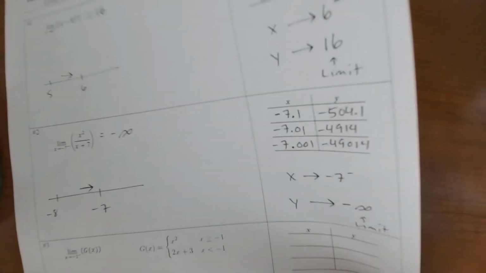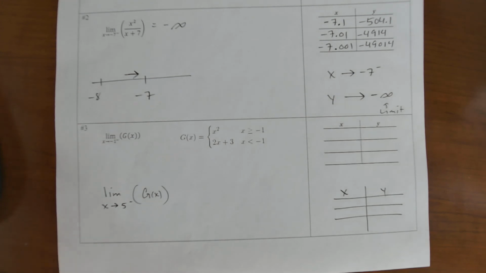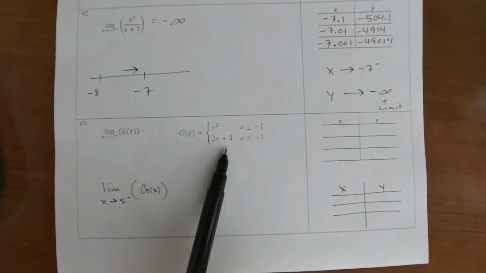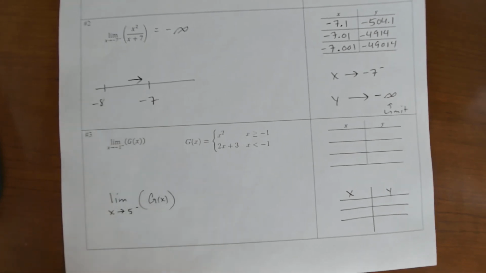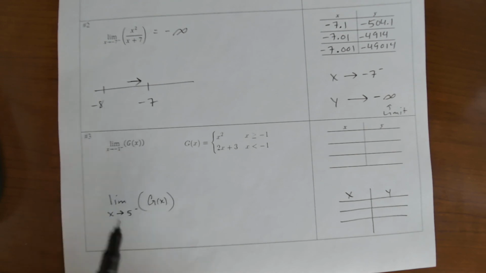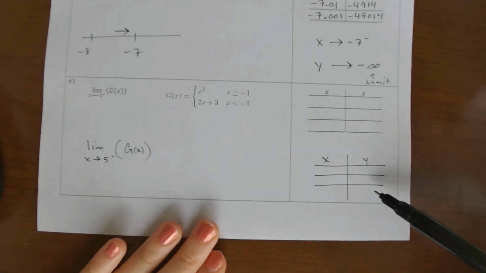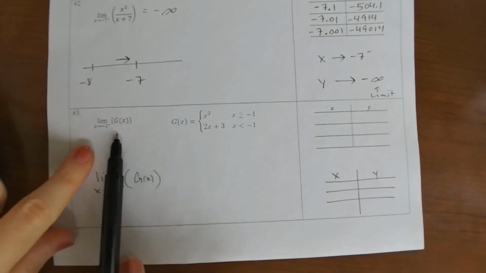Alrighty. Now here's the piecewise function, and on your practice problems, they're all piecewise functions. Here they have defined g of x for us, and we're doing the limit as x approaches negative 1 from the left, and then we're also going to do the limit as x approaches 5 from the left. So I wrote another table here.